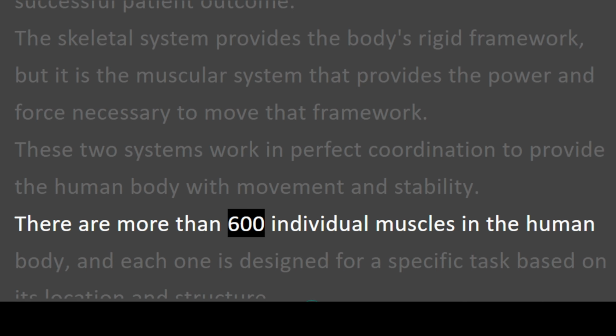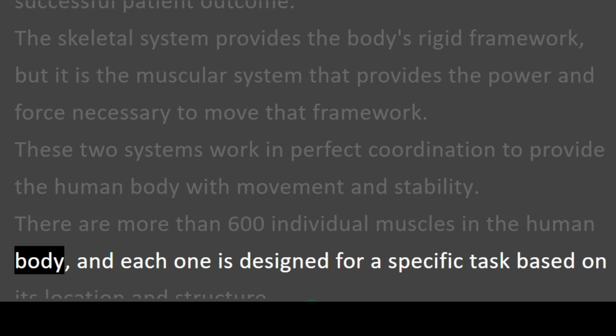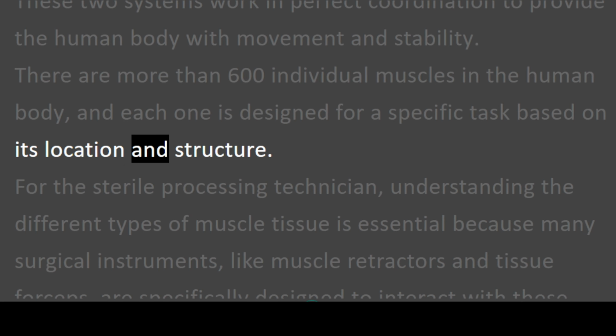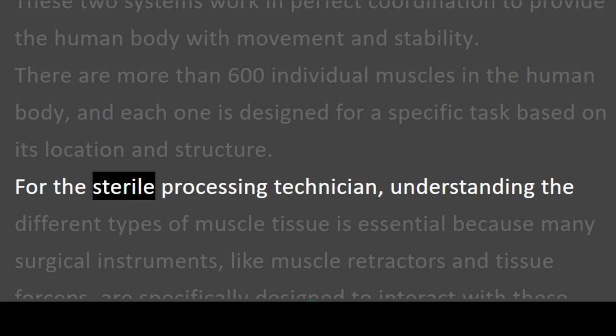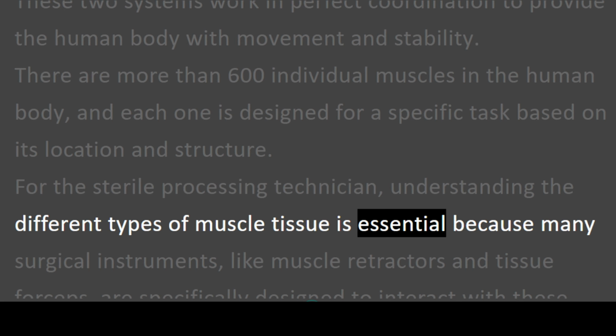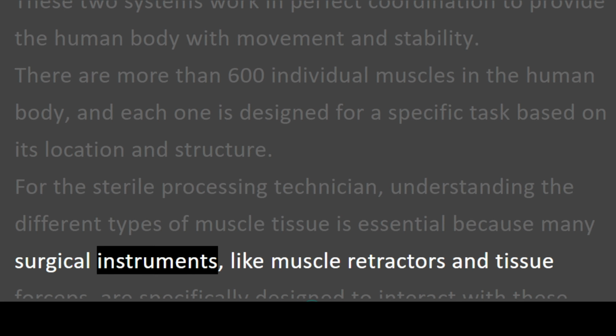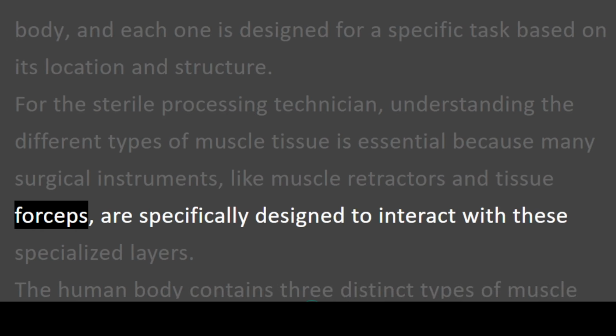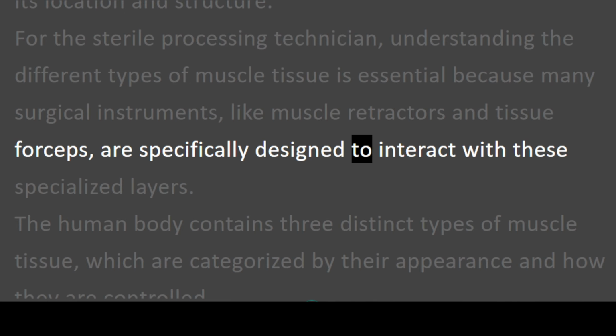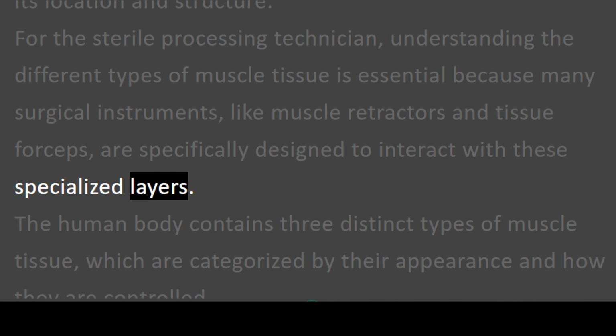There are more than 600 individual muscles in the human body, and each one is designed for a specific task based on its location and structure. For the sterile processing technician, understanding the different types of muscle tissue is essential because many surgical instruments, like muscle retractors and tissue forceps, are specifically designed to interact with these specialized layers.